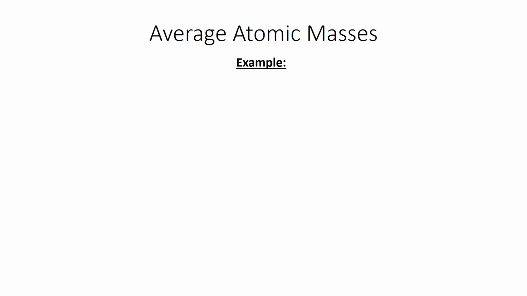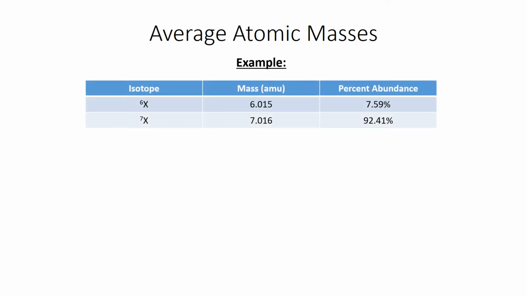So, most average atomic mass problems are going to give you this set of data. Let's say you have an element X. Element X has two isotopes, one with mass number 6, one with mass number 7, and different percent abundances for those isotopes. The question will also give you an atomic mass in AMU for that isotope.